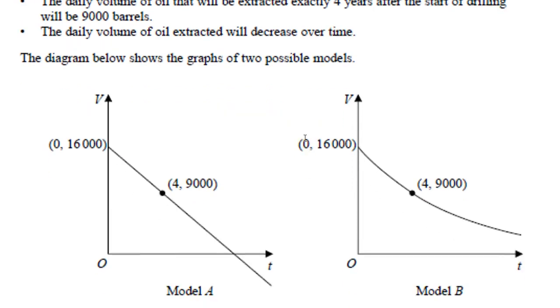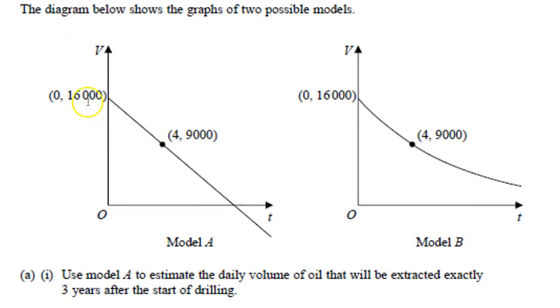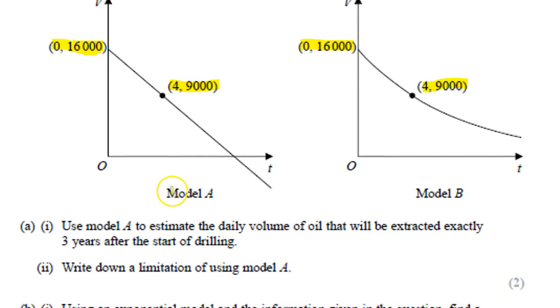So here they have given two graphs. These types of questions are really easy, but the language is a little long the way they write. Here it is 0, 16,000, and here it is 4, 9,000, just two different graphs. This is an exponential graph and this is a straight line graph, and they are asking to use model A to estimate the daily volume of oil. We need to calculate the volume of oil that will be extracted exactly 3 years after the start of drilling. So this is our first part.